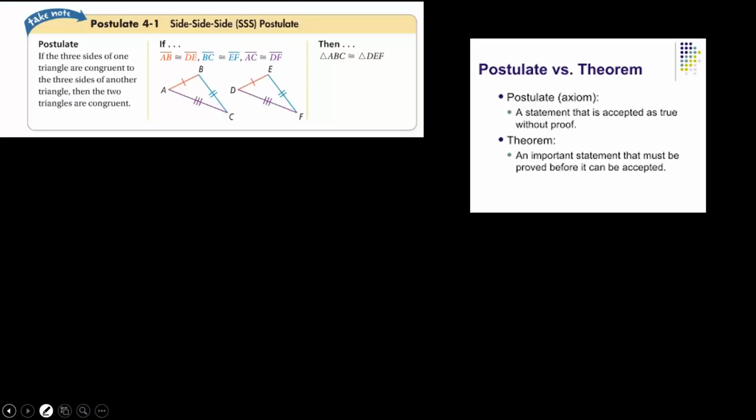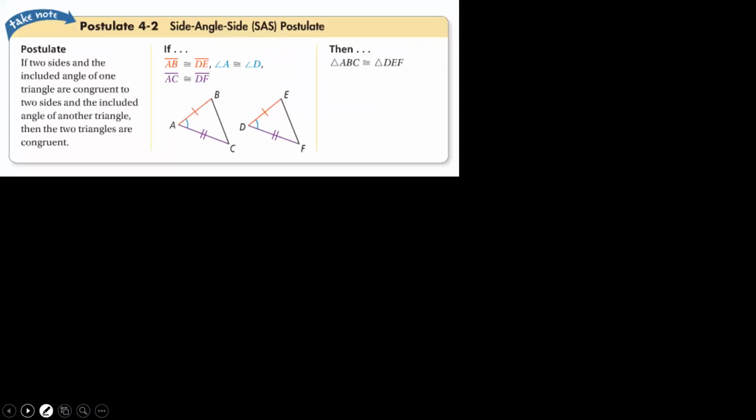And we said yesterday that if the three sides of one triangle are congruent with the three sides of the other triangle, I will say that these two triangles are congruent. And we also talked about another postulate, which is SAS. That means if we have two sides and the angle between them congruent with the other two sides and the angle between them, I will say that the two triangles are congruent also.